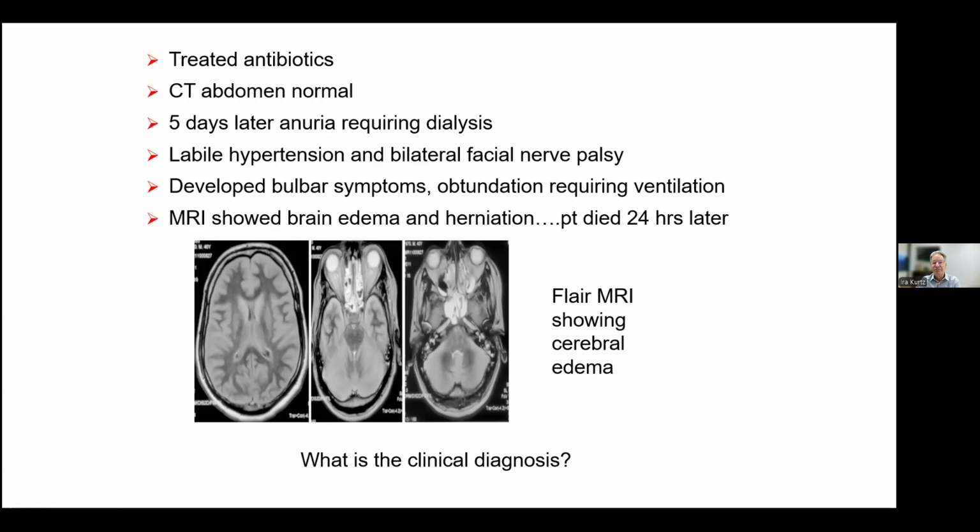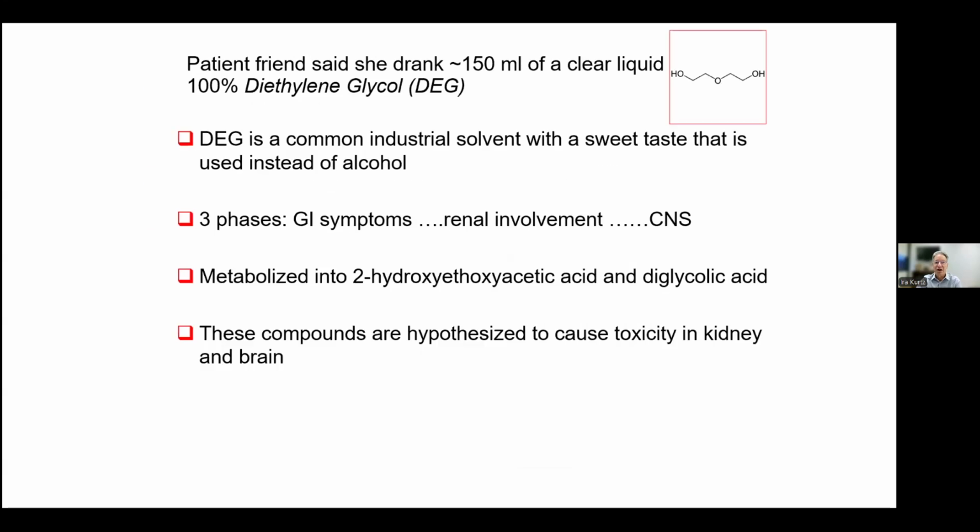facial nerve palsy, bulbar symptoms requiring ventilation, MRI. So a lot of neurologic abnormalities going on here. Brain edema, herniation. The patient unfortunately died. Does anyone know what might be going on here, where you get GI, renal, and neurologic symptoms that are acquired? It suggests some sort of toxin.